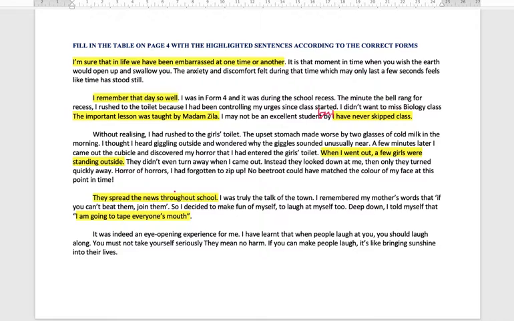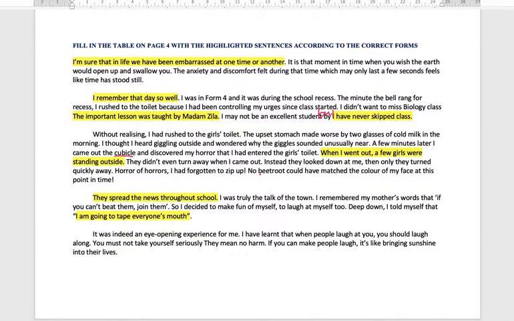Without realizing, I had rushed to the girls' toilet. The upset stomach made worse by 2 glasses of cold milk in the morning. I thought I heard giggling outside and wondered why the giggle sounded unusually near. A few minutes later, I came out of the toilet cubicle, and discovered to my horror that I had entered the girls' toilet. When I went out, a few girls were standing outside. They didn't even turn away when I came out. Instead, they looked down at me. Then only they turned quickly away. Horrors of horrors. I had forgotten to zip up.